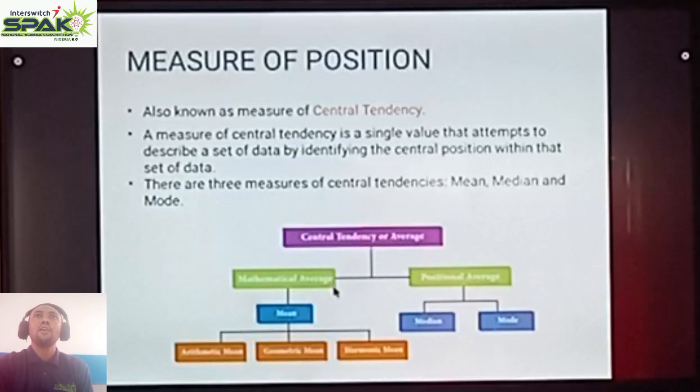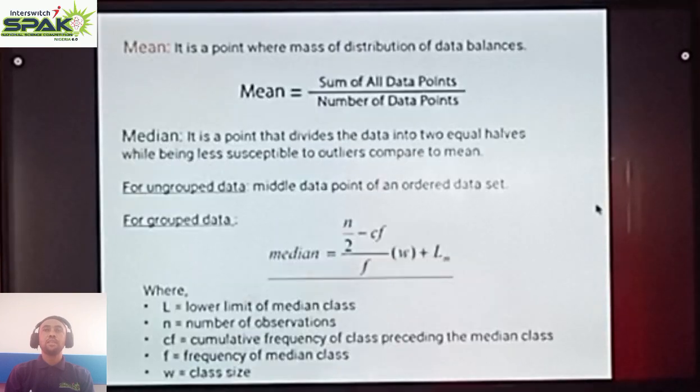And under mathematical average, we have the mean. And under positional average, we have the median and mode. And under the mean, we have three types of mean. We have the arithmetic mean, the geometric mean, and we have the harmonic mean. In the course of this lesson, you'll be able to differentiate the three. We have the formula for arithmetic mean, we have formula for geometric mean, and also have formula for harmonic mean.